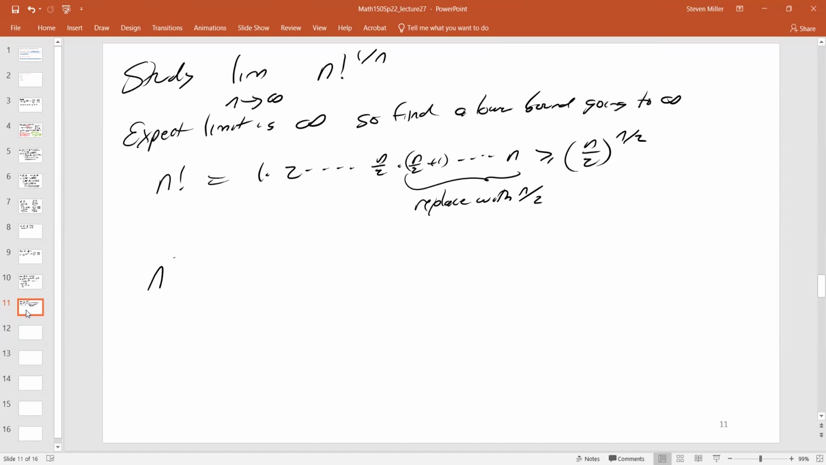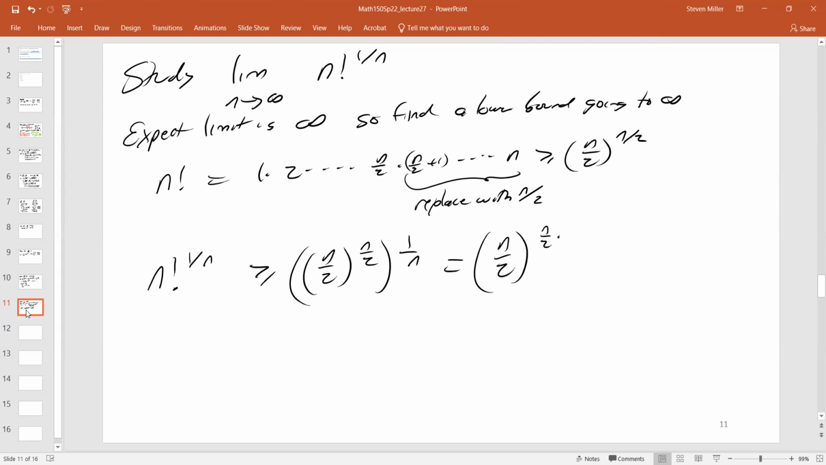So that means then n factorial to the 1 over n is going to be greater than or equal to n halves to the n halves to the 1 over n. Well, what do you do if you have something to the a and take that whole thing to the b? How do you combine exponents? A, b, so I multiply them. So this is n halves to the n halves times 1 over n, so that's n halves to the 1/2, which is equal to the square root of n over 2, and this goes to infinity.